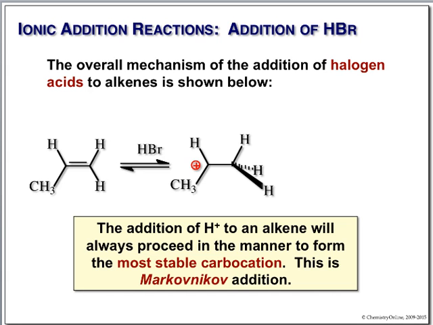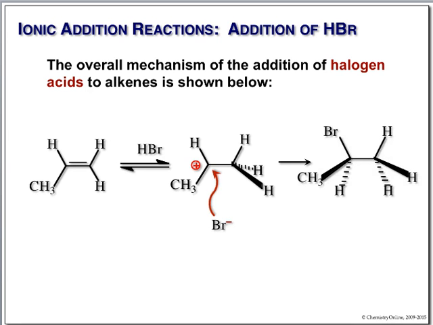Once we have the carbocation, the next step is simply addition of bromide anion to the carbocation. It can come in from either the top or the bottom, because it's flat, and we get the alkyl bromide. So this is the kind of understanding that you need. You need to be able to look at a reaction and just say, okay, HBr, carbocation, add bromide to the most stable carbocation, etc.